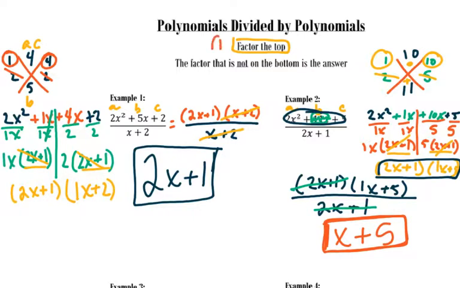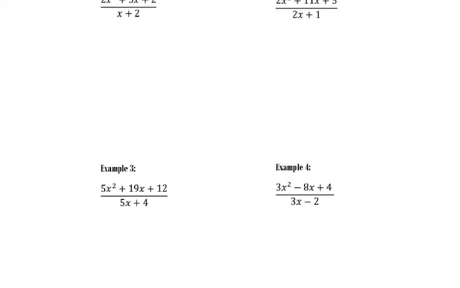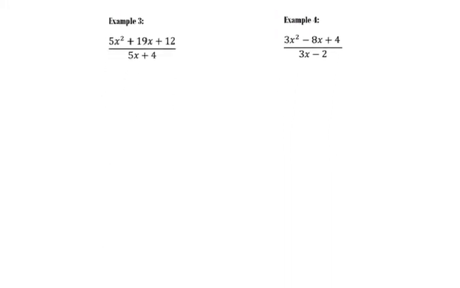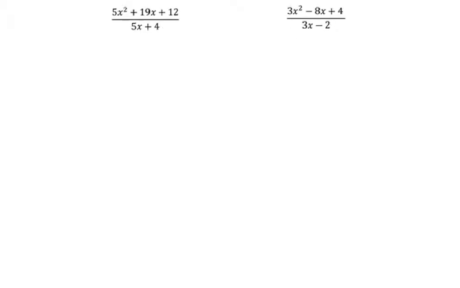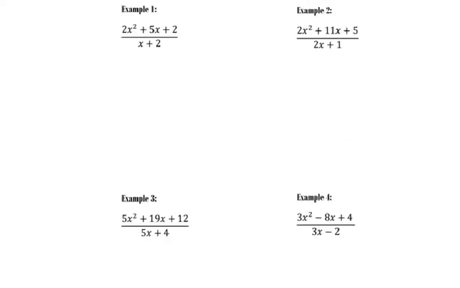So we are factoring the top using your x puzzle. And then we're going to cancel whatever's on the top with the bottom. The ones that match get to cancel. So the factor that is not on the bottom is the answer. This was on the bottom, so this is the answer. So go ahead and try that same thing with example 3 and example 4. Factor the top and then cancel it with the bottom. Then you can practice some of these on the back.